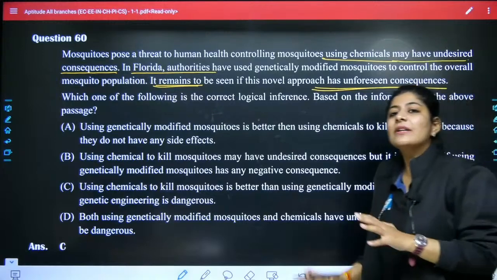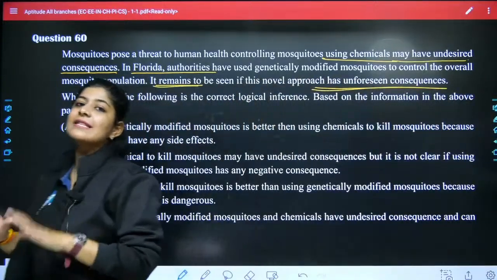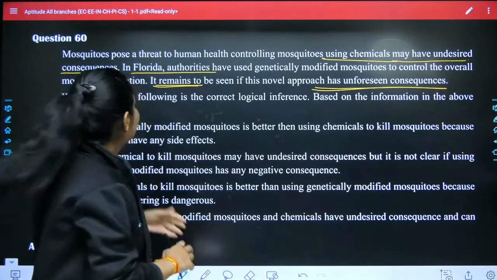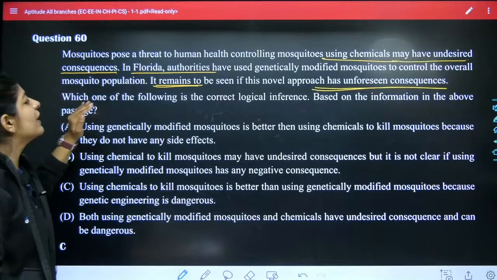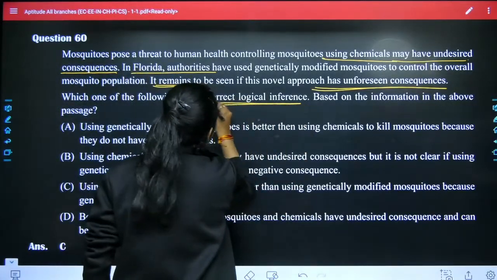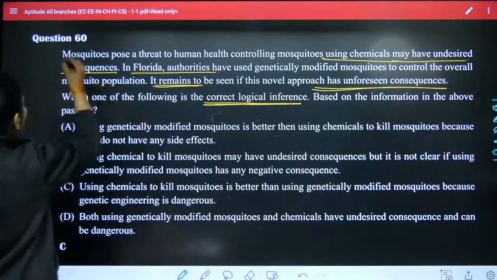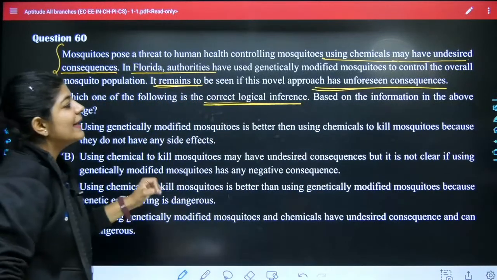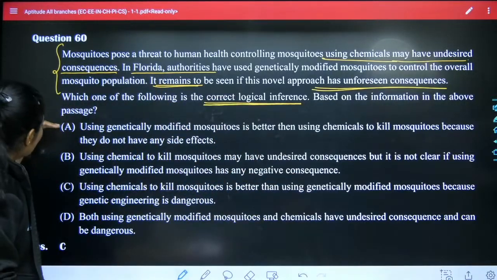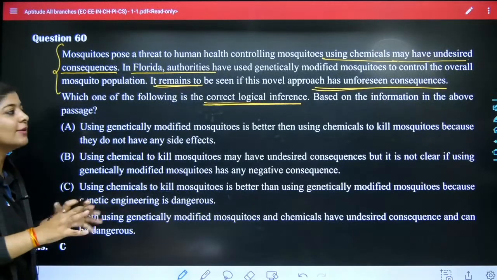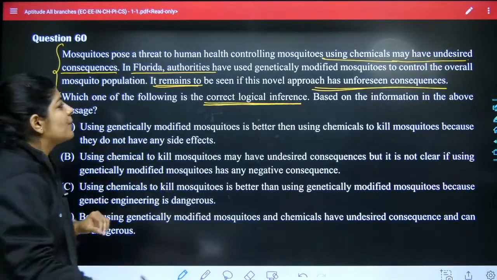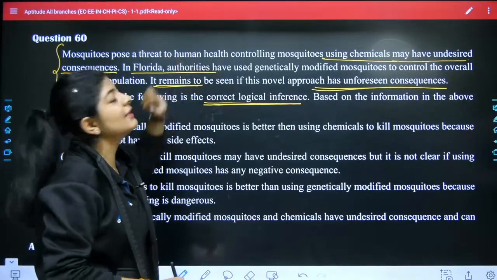Yes, Monish, but we need to confirm ourselves. In examination, we need to confirm ourselves that this is right or not. So, what we have to do: which one of the following is the correct logical inference? This means what we can say with the help of this passage, based on the information in the above passage. So, now read the options one by one so that we can eliminate the given options and select the correct option that is logically inferred from this given passage.